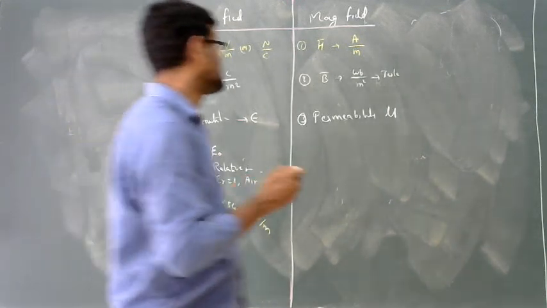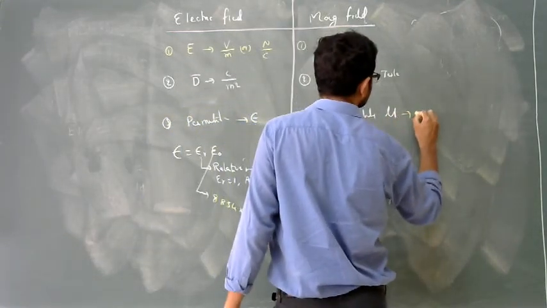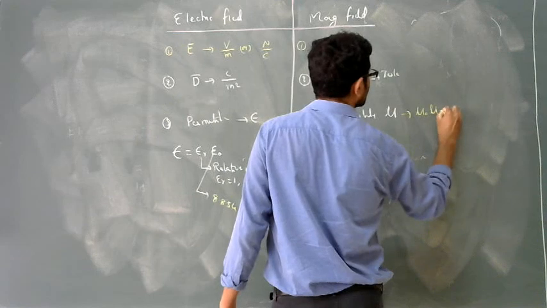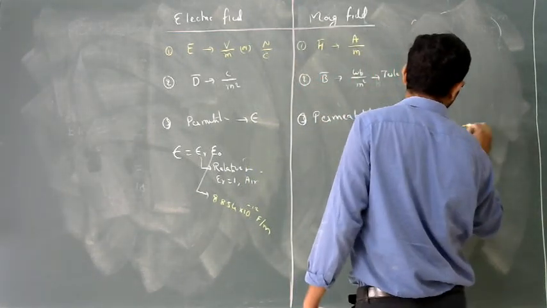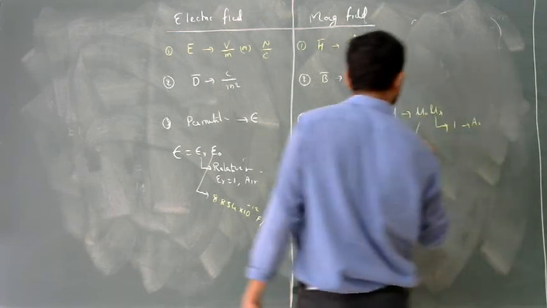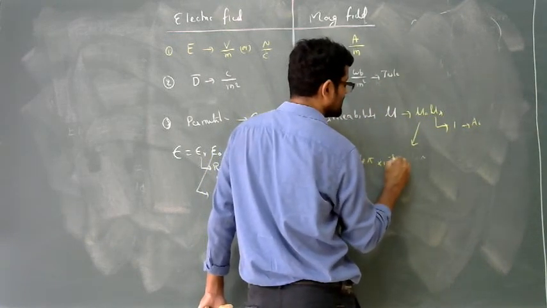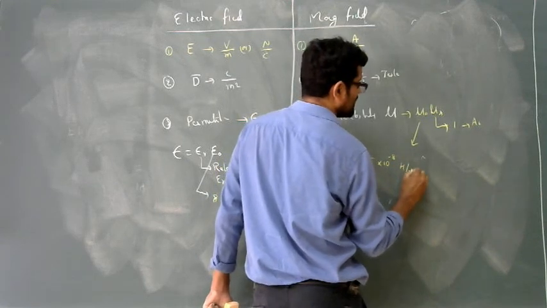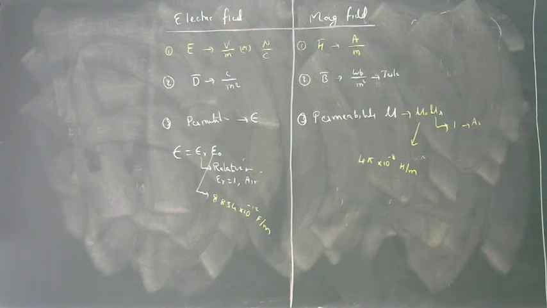And here permeability we denote with the letter mu. Mu is equal to mu naught into mu r. This mu r depends on the medium. Generally mu r is equal to 1 for air, and mu naught is 4 pi into 10 to the power of minus 7 Henry per meter.